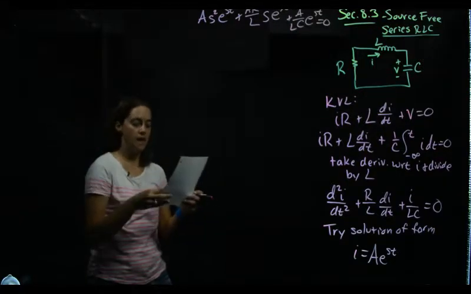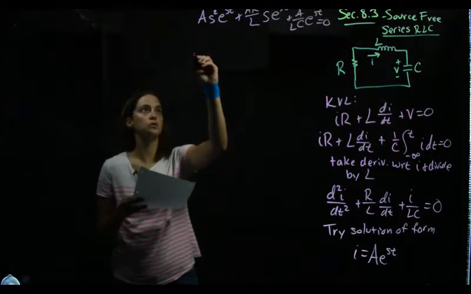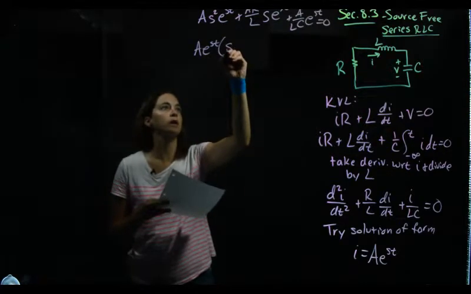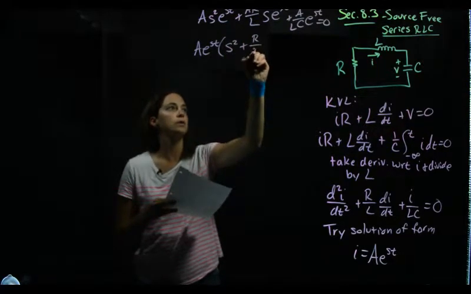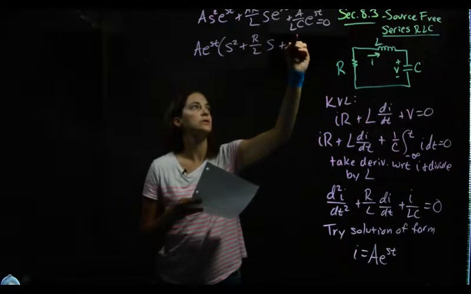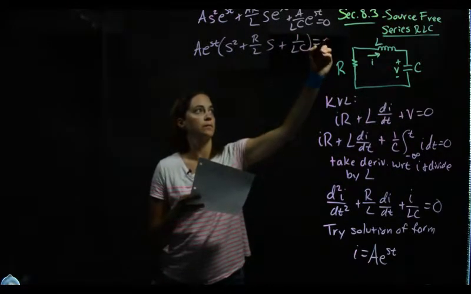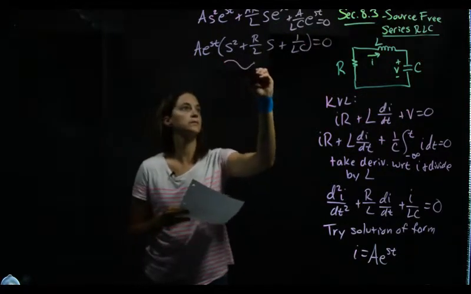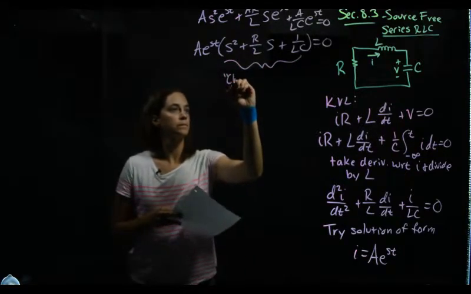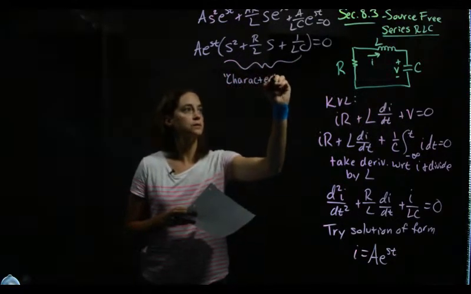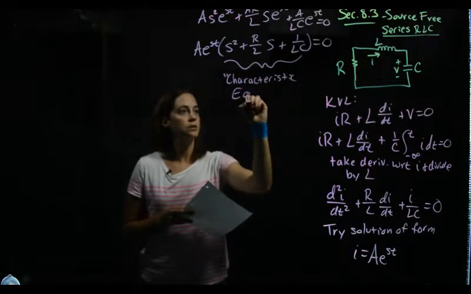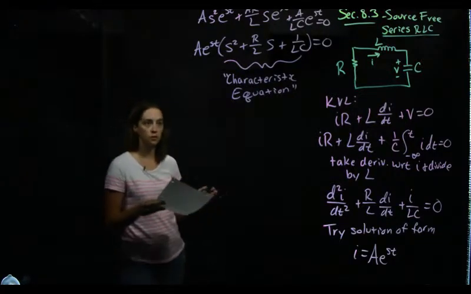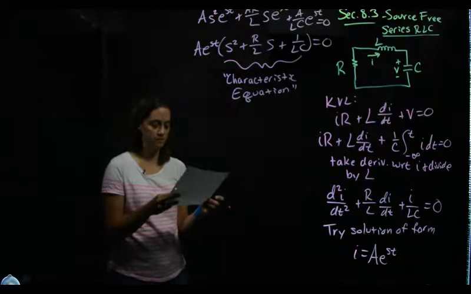Now let's pull out an A e to the st, because that's our assumed solution. And I get s squared plus R over L s plus 1 over LC equals 0. And this is called my characteristic equation. So that's our characteristic equation from differential equations.